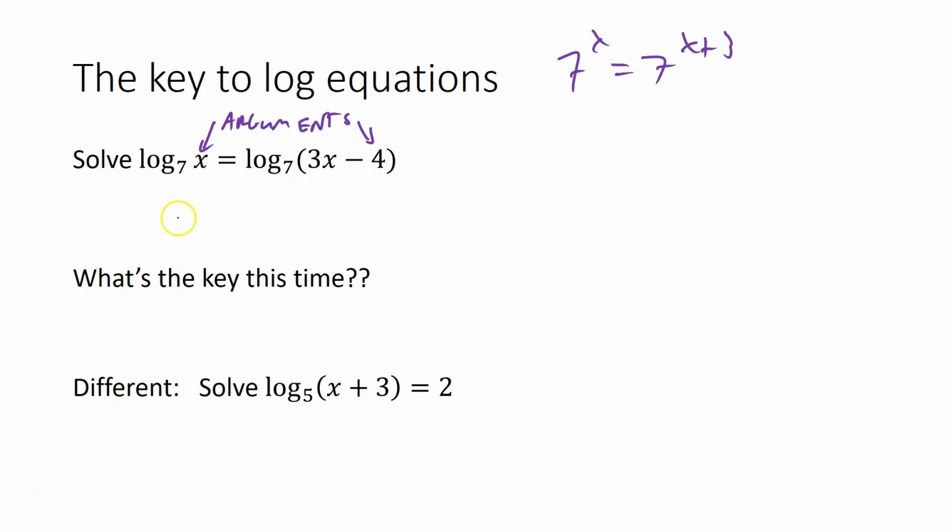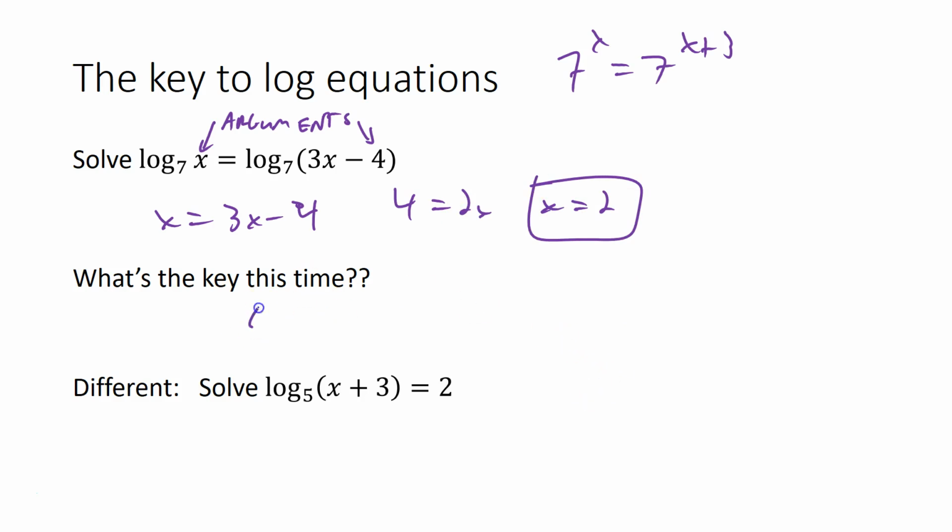Log base 7, so we got x equals 3x minus 4. So let's see here. Subtract x from both sides, add 4 to both sides probably. 4 equals 2x, x is 2. Not too bad. So the key this time is same base, and also that you have a log on both sides.